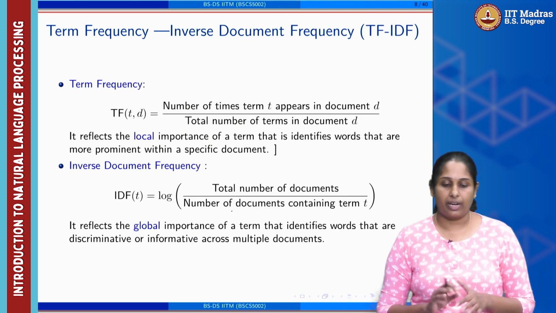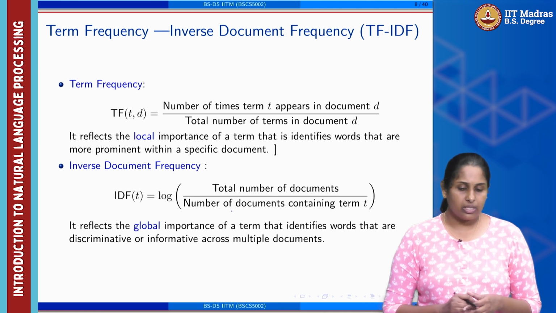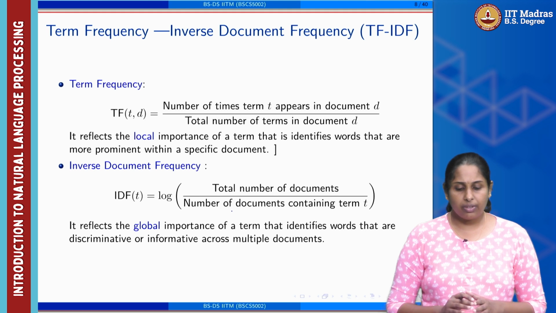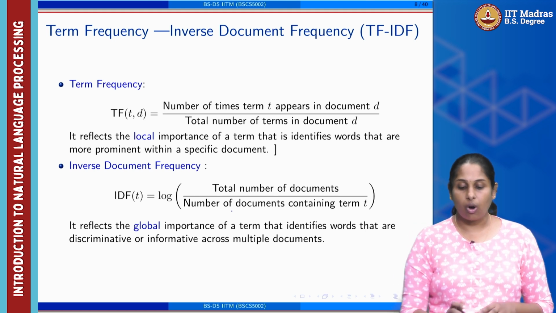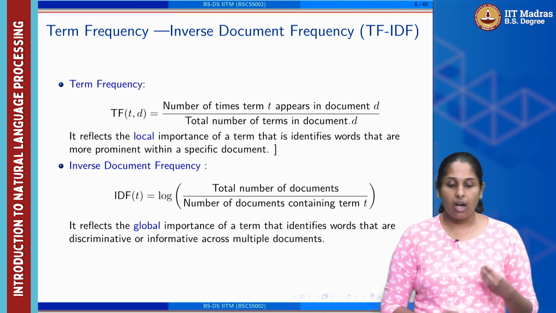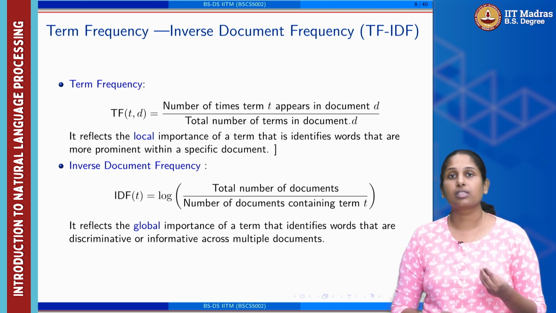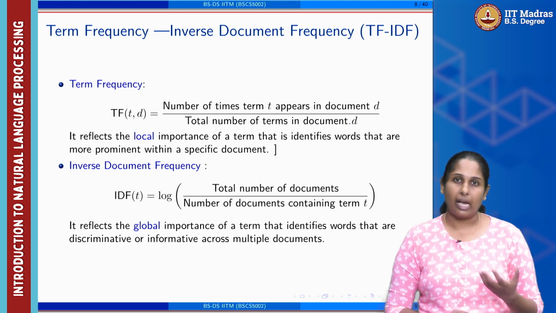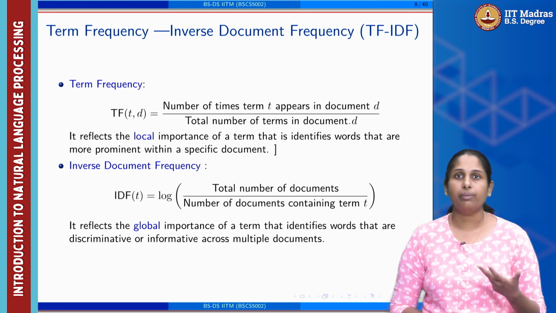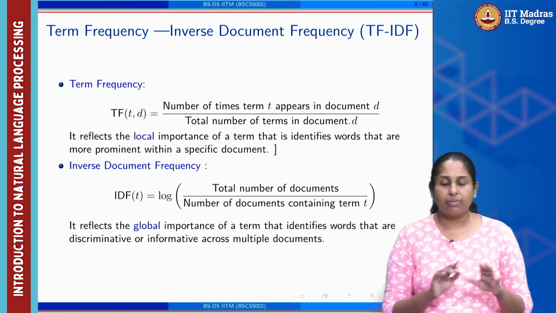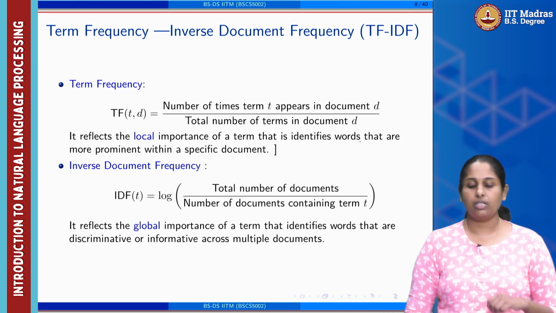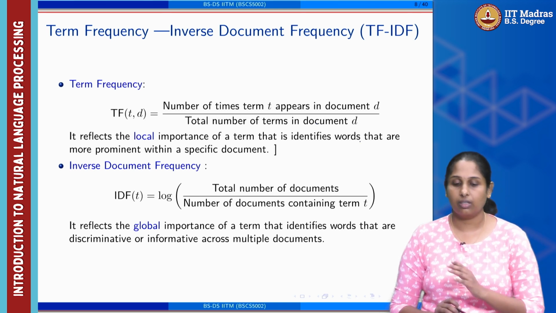So, what are TF and IDF? TF is term frequency and IDF is inverse document frequency. Term frequency is calculated as how many times the term appears in the document D, out of the total number of terms in the document. Especially, we are trying to identify the number of times that word is repeated in that whole text. So, it represents the local importance of a term. It also identifies which word is more prominent in the specific document.